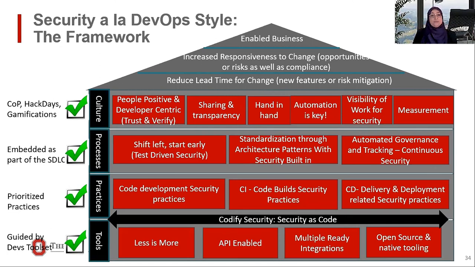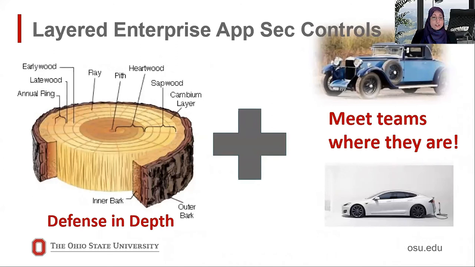Now, as we go on to the culture, we're talking about communities of practice, hack days, gamification, building this transparency, this sharing, this hand in hand, visibility of work, appreciation, and no blaming. All this is very, very important in developing the security and DevOps style for your organization. And we're talking about layered enterprise controls.